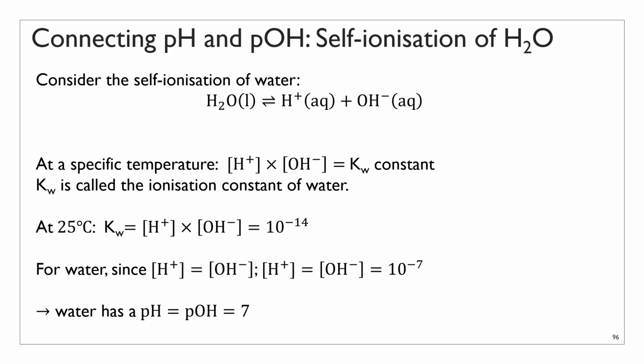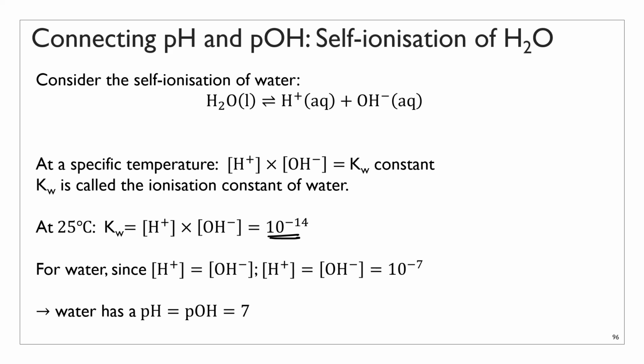This constant is called the ionization constant of water. At different temperatures, these constants take different values. At 25 degrees Celsius, if you take the molar concentration of hydrogen ions and hydroxide ions and multiply them together, the product equals 10 to the power of negative 14. There's an entire chapter in year 12 that talks about what this actually is, but for now, you just need to know that you multiply the two concentrations together and they equal 10 to the power of negative 14.